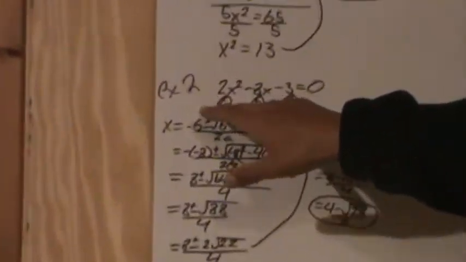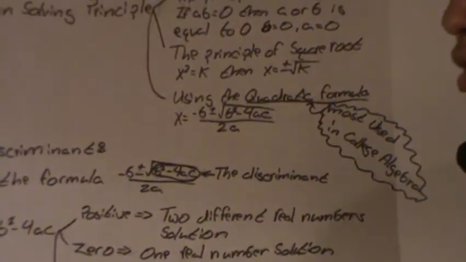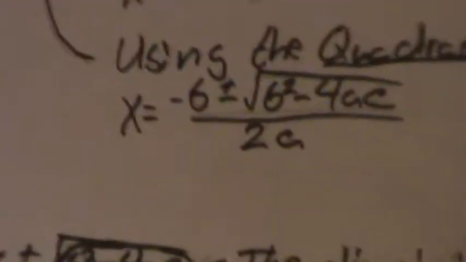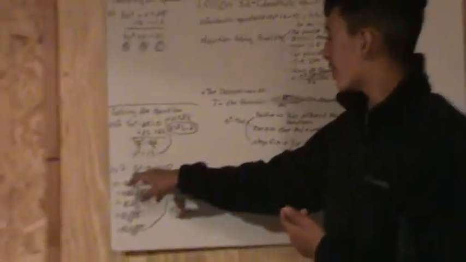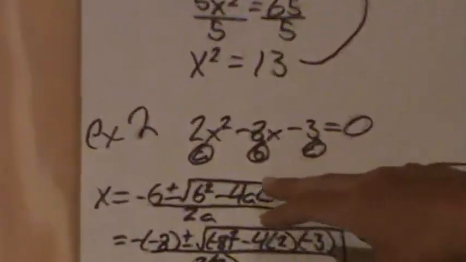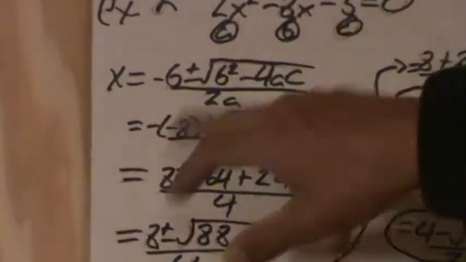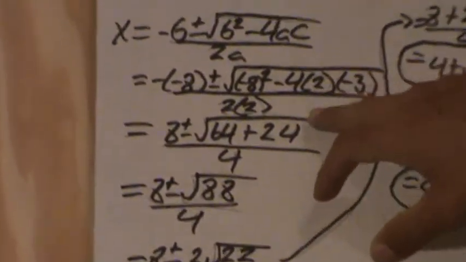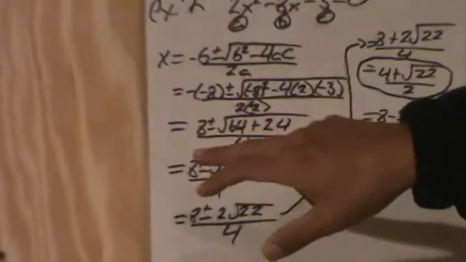Alright, example number 2 is where we use the quadratic formula. The quadratic formula is very popular in college algebra: x equals negative b plus or minus the square root of b squared minus 4ac, divided by 2a. We have our numbers a, b, and c. We write down our quadratic formula and just put in our numbers. Negative 8 goes to b, 2 goes to a, and c goes to negative 3. These two negatives make a positive, so it'll make positive 8.